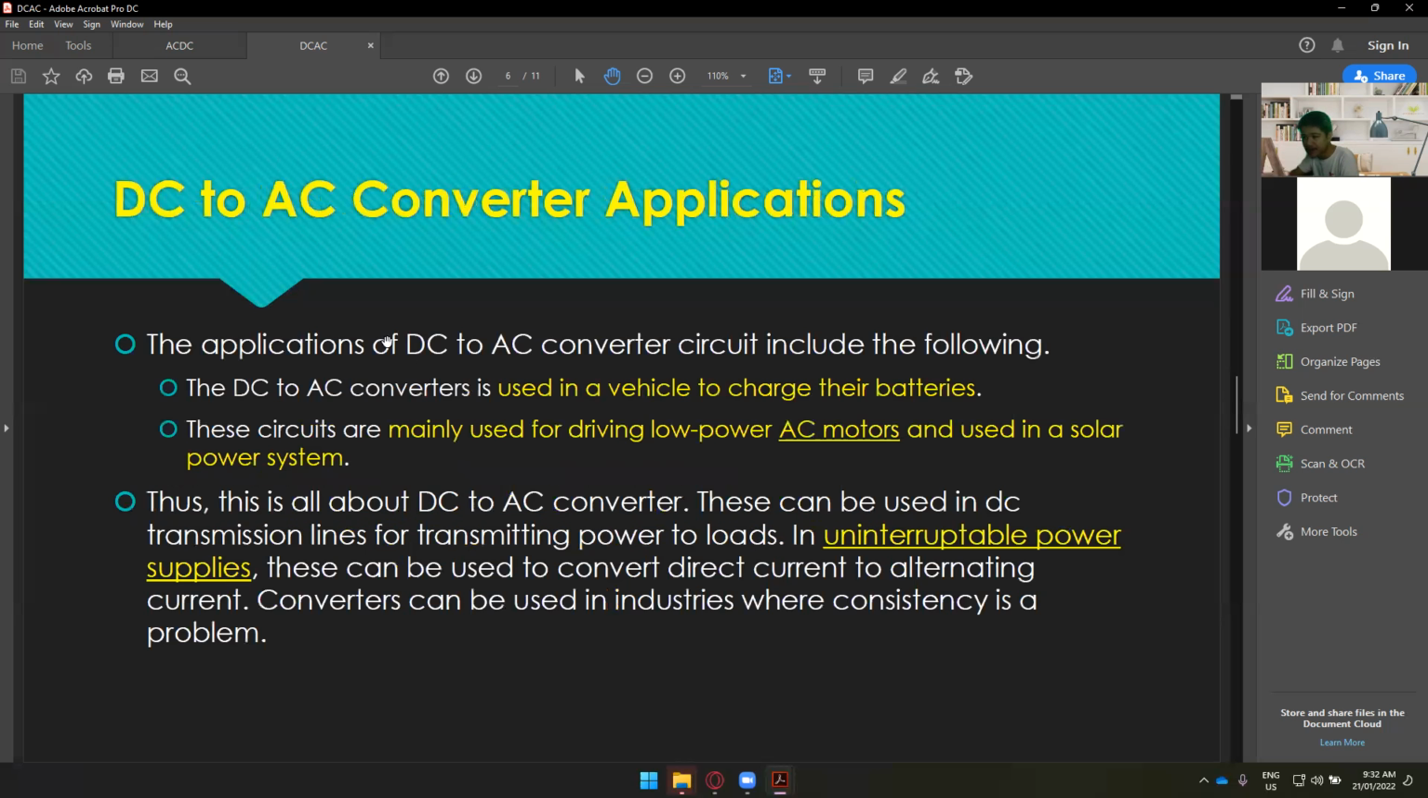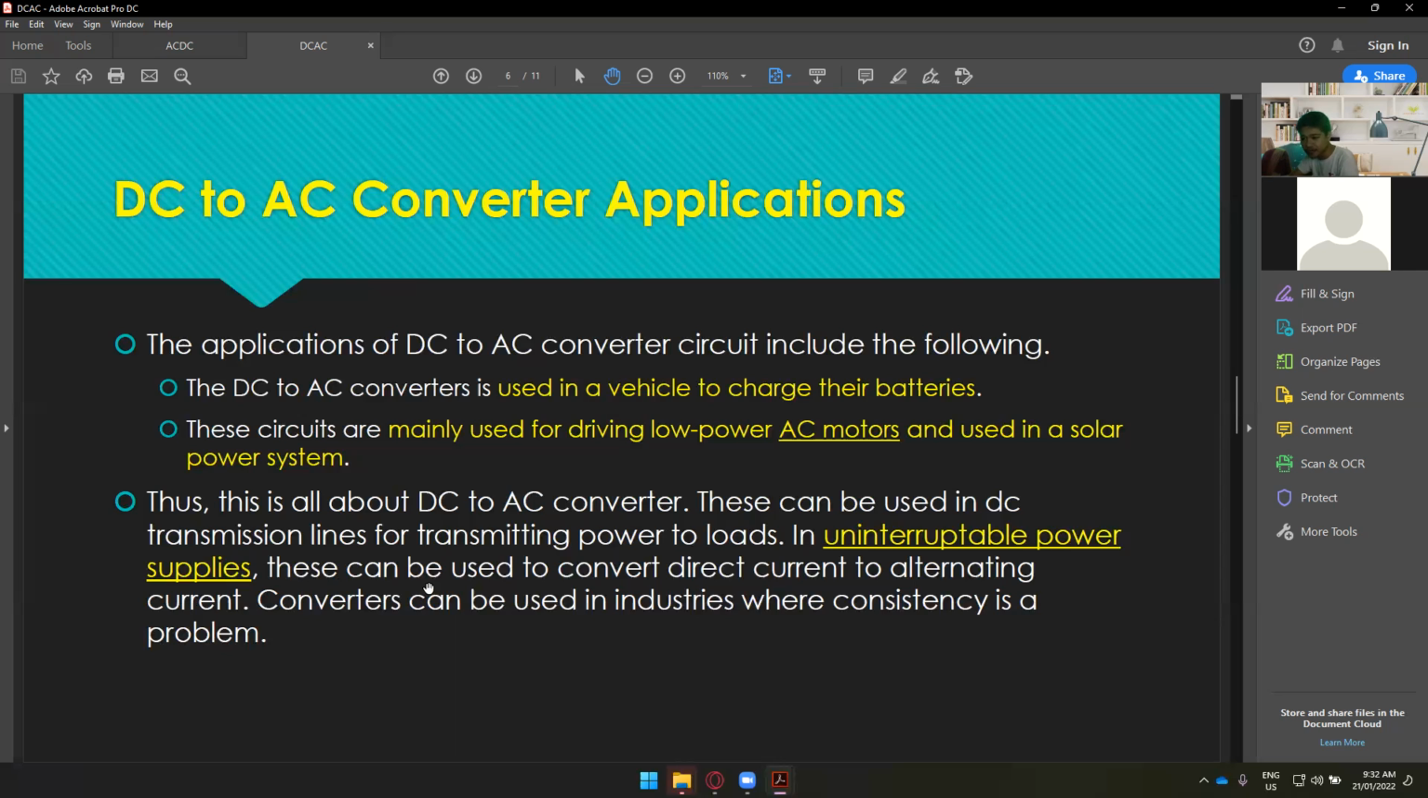Anyway, here are some applications of DC to AC. Number one, it is used in vehicles to charge their batteries. It is mainly used for driving low power AC motors and in solar power systems. Thus, this is all about the DC to AC converter. This can be used in DC transmission lines for transmitting power to loads in uninterruptible power supplies.